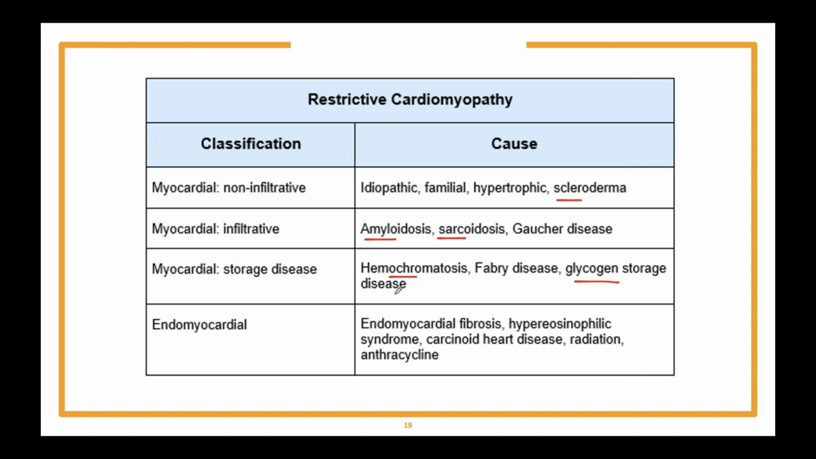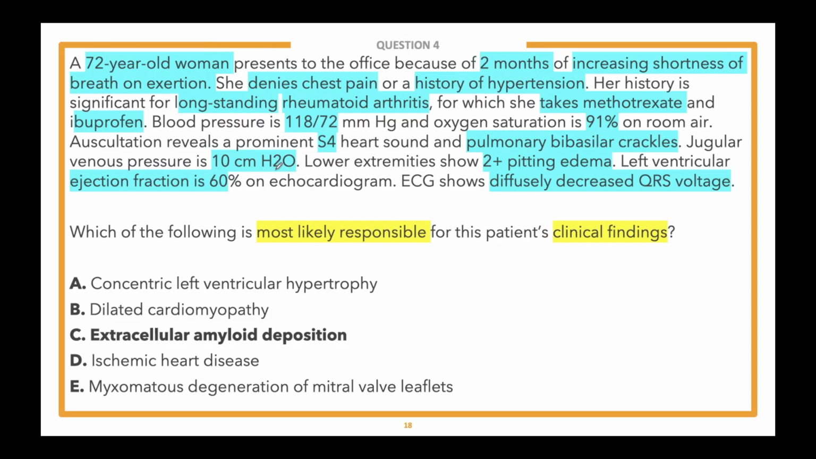So backing up, this is a patient we determined had heart failure. We then determined had diastolic heart failure using those additional findings, and then we determined had restrictive cardiomyopathy. So within our restrictive cardiomyopathy, we then needed to use her history of rheumatoid arthritis to determine that this was probably an inflammatory or a serum amyloid A type amyloidosis.